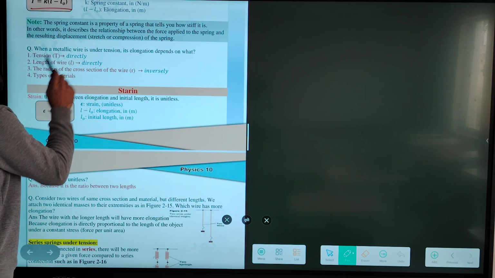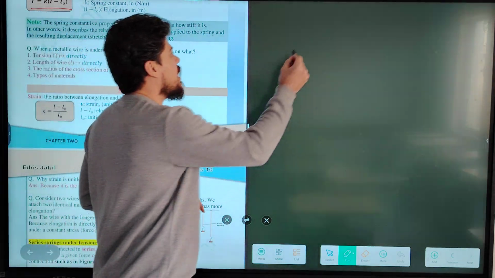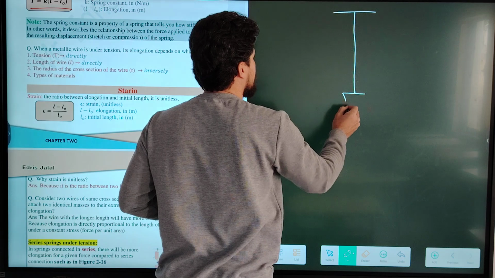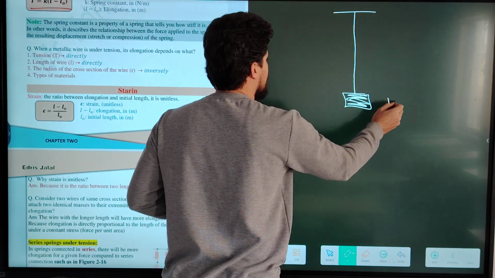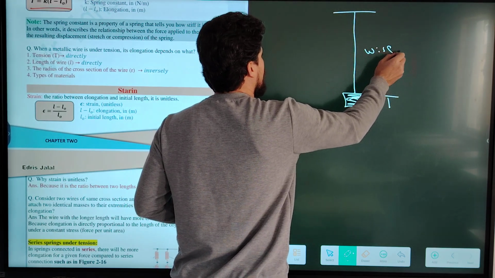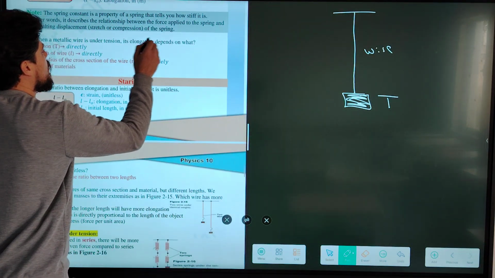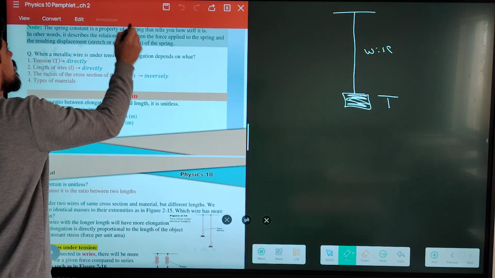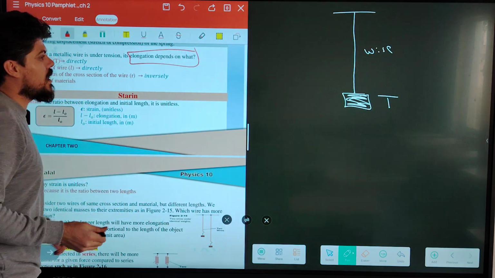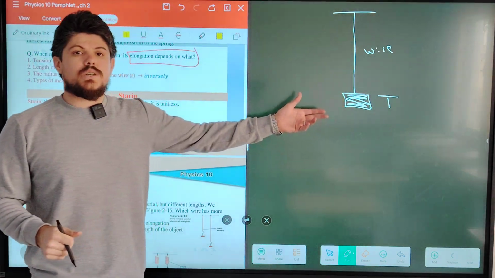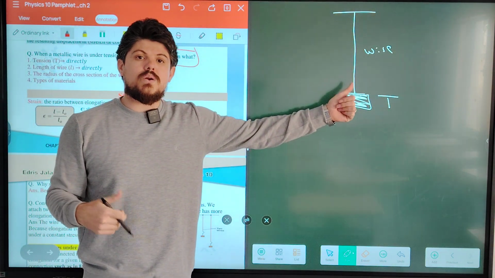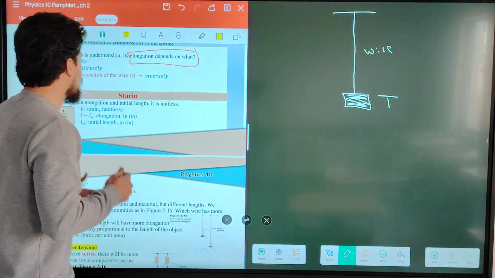When a metallic wire is under tension, assume that this wire is under tension. What is this? This is tension, and this is wire. When a metallic wire is under tension, its elongation depends on what? Guys, be careful. The elongation of a wire or spring under the tension depends on 4 factors.